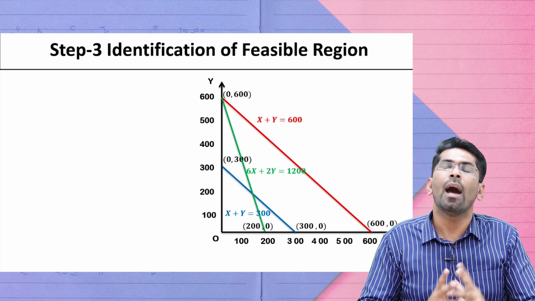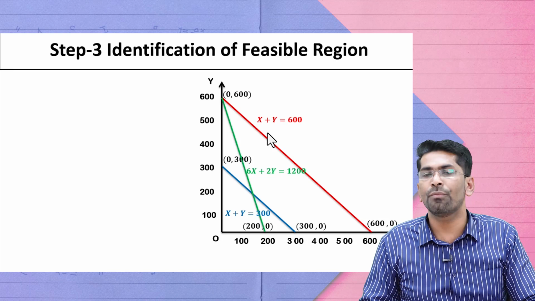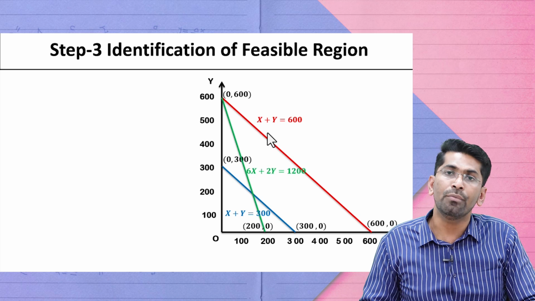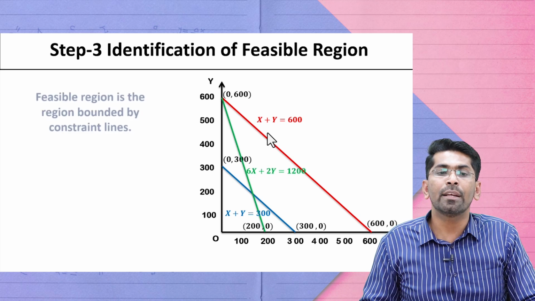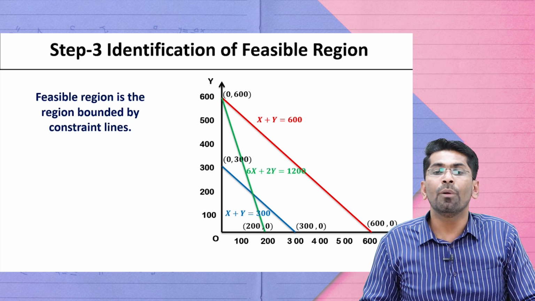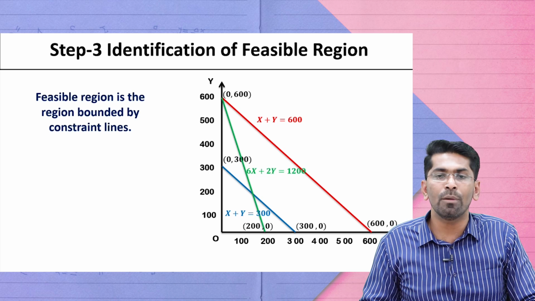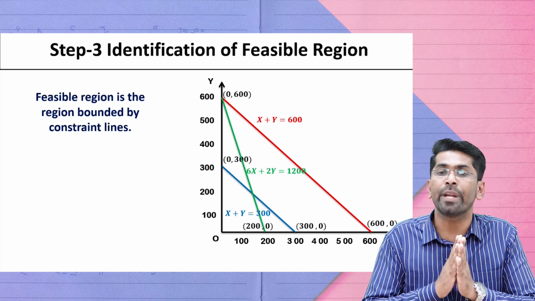Of course, we know after drawing these 3 lines, which represent the 3 constraints, the next step is to identify the feasible region. The feasible region is bounded by the constraint lines, and all the points inside the feasible region, or bounded by the feasible region, or at the corner points of the feasible region, satisfy our entire set of constraints.